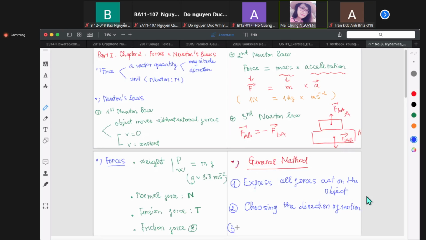So what about the last one, step number 3? Could you suggest? What about step number 3, the last one? Step number 3, after we finish step number 1 and 2, now we think about Newton's laws. So we apply the first one or second one or third one to do the exercise. So step number 3, apply Newton's laws.